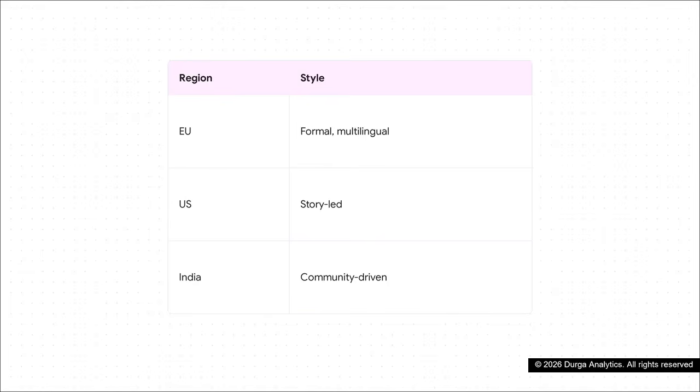Contrast that with the US, which is heavily story-led. Success stories, public recognition, and value framing are what drive engagement there. Then look at India, which thrives on a community-driven and mentorship culture. Leadership visibility and rapid enablement models work incredibly well there. You absolutely have to adapt your playbook to the region.